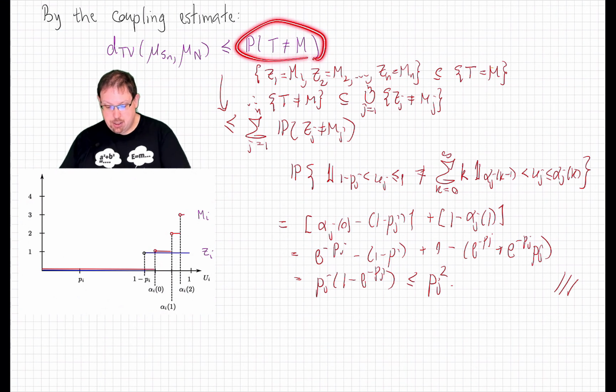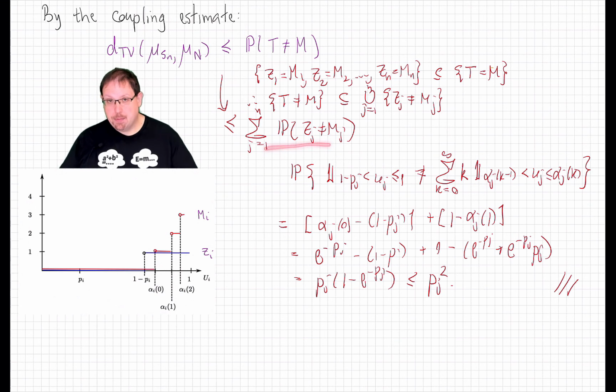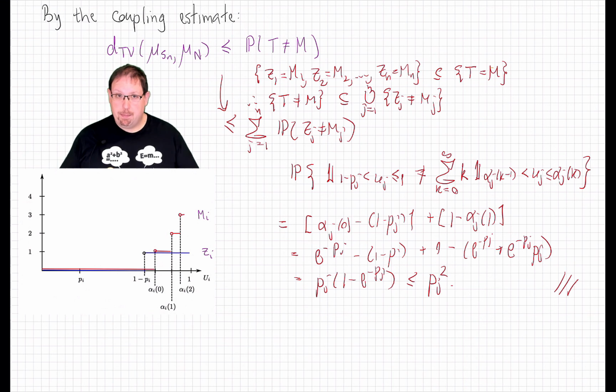This might actually be quite a bit smaller than this sum a priori. We haven't actually utilized the correlations between the Z's and the M's other than between Z_j and M_j. And that's the beauty of coupling arguments. You can always try to do better by choosing a more clever coupling or by utilizing more details about the coupling in order to get a better estimate.